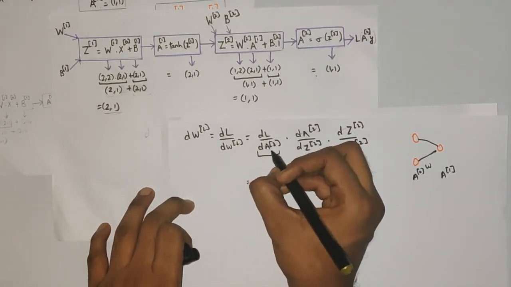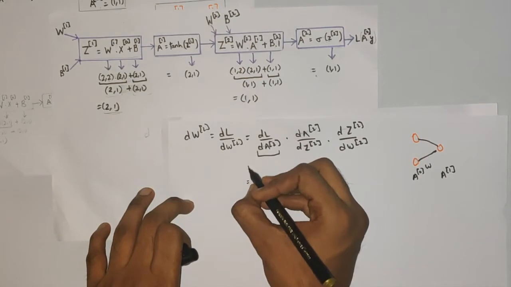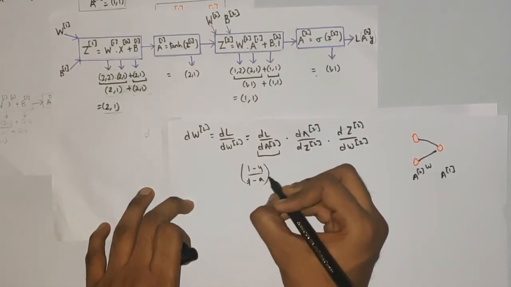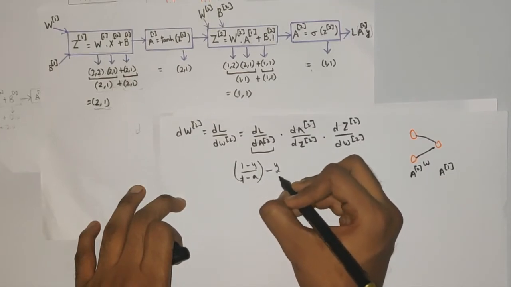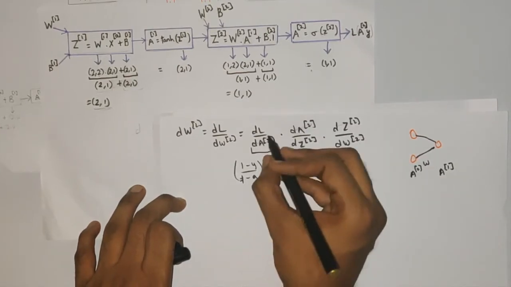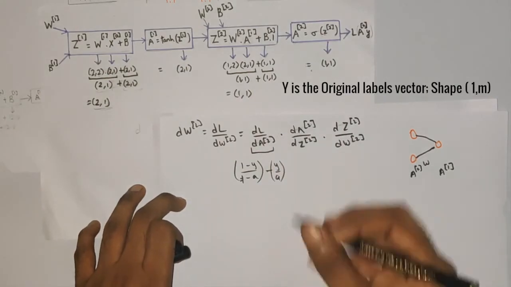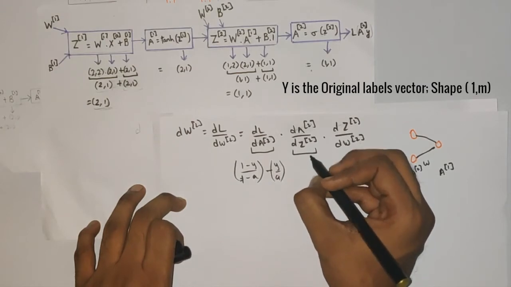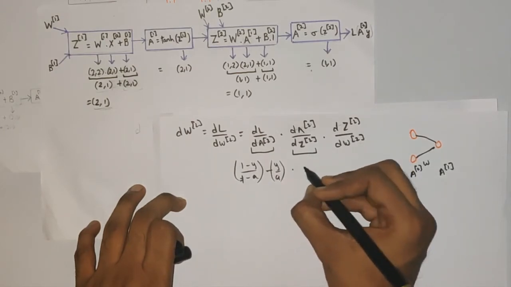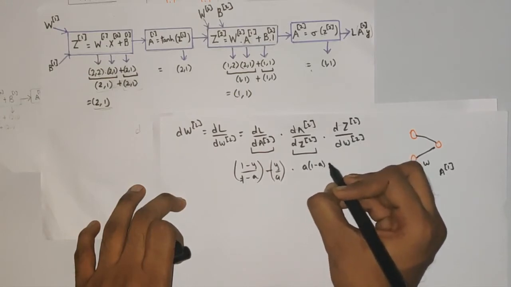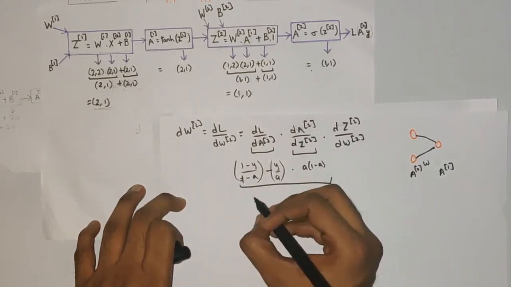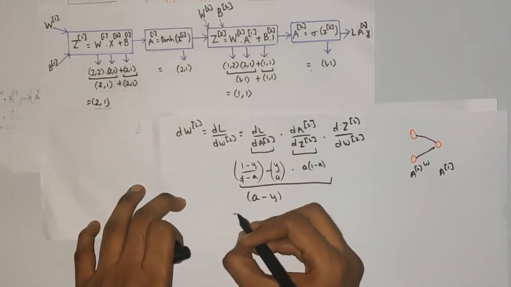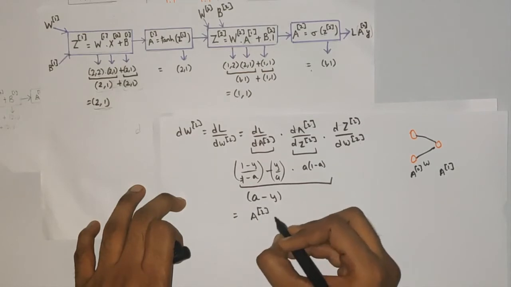The derivative of the loss function with respect to the activation function is (1 - y)/(1 - a) minus y/a. So this is the answer for the derivative of the loss function with respect to the activation function. And for the derivative of the sigmoid function, we had an answer like a(1 - a). If you combine these two, you get a - y, but since we have a2 here, we are going to write it as a2 - y.